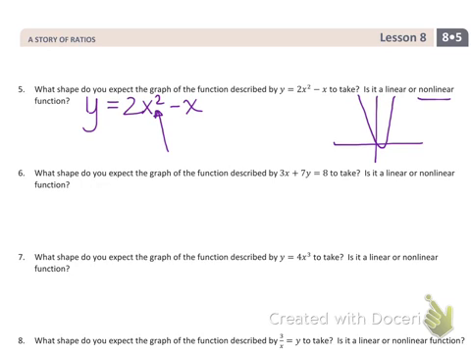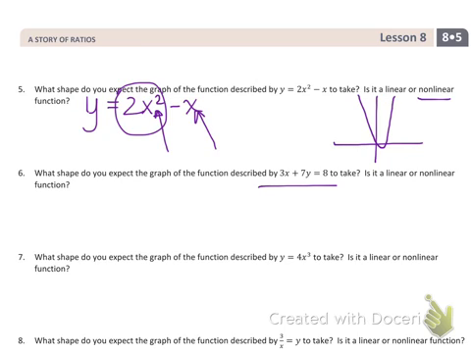So that's a nonlinear equation because the exponent on the x term is not 1. This one has an exponent of 1, but this is going to change the whole thing. Okay, what about this next one? 3x plus 7y is equal to 8. Is that linear or nonlinear?